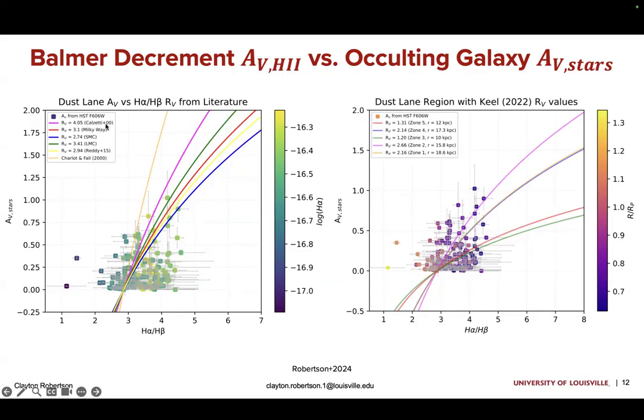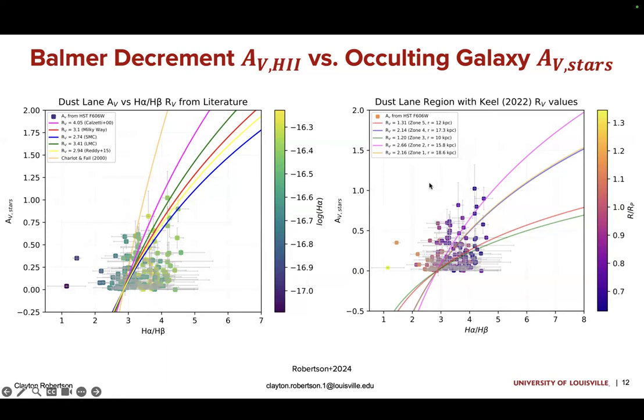You have Calzetti's 2000 law. You have Cardelli, Clayton, and Mathis with RV equal to 3.1 for the Milky Way. You have the SMC and LMC sightlines. You have Naveen Reddy's 2015 paper, where she found RV is 2.94. You have Charlot and Fall's 2000 paper, which uses a little bit of a different equation to find the slope. You can plot out the slope, but it's not dependent on an RV value, which is why I didn't put an RV value there. But those are the RV values and different extinction and attenuation laws from the literature.